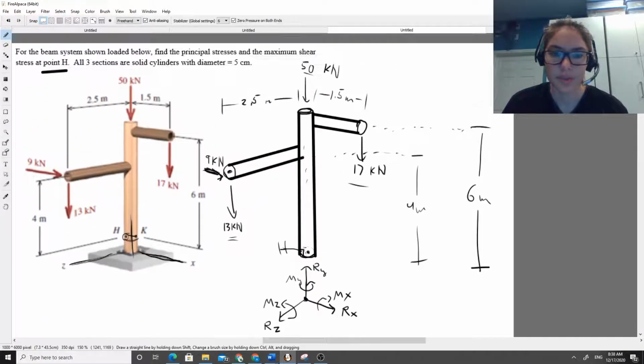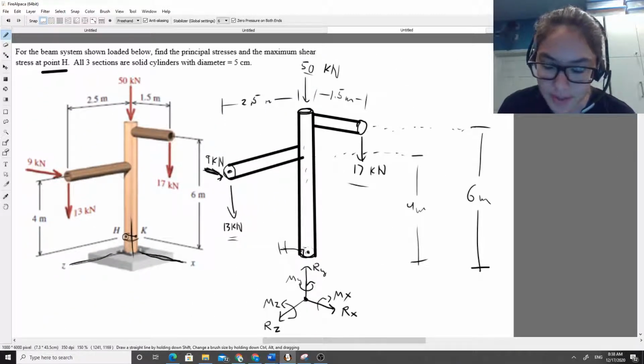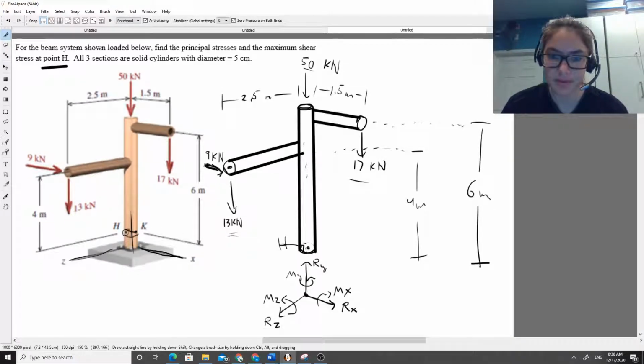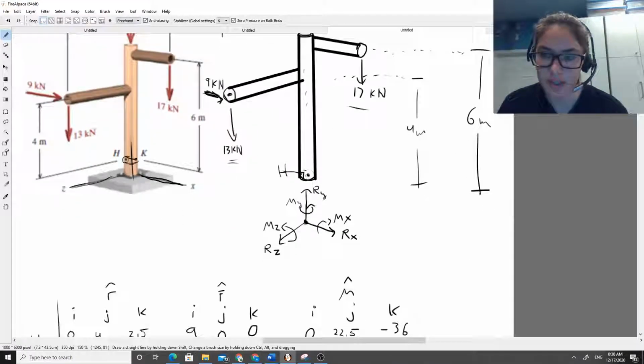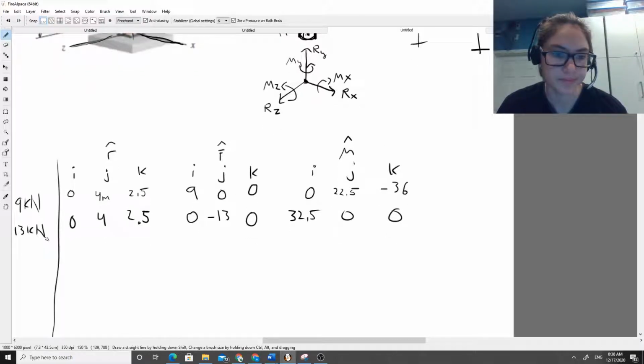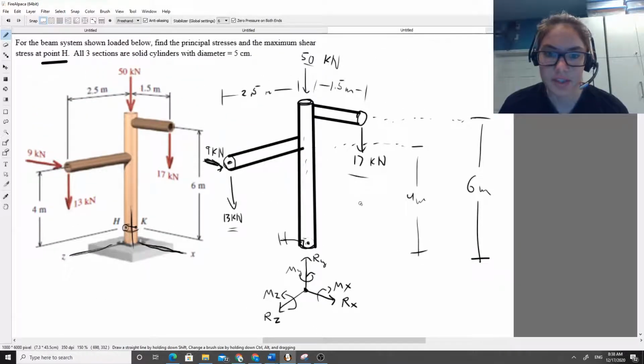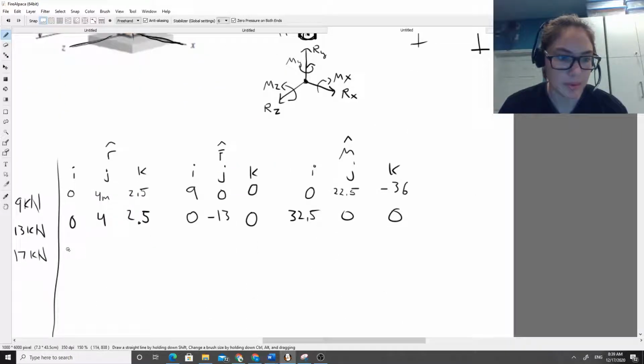So that's 2 forces out of our 4 forces down, so halfway done. Let's do our 17 kilonewton force now. For our 17 kilonewton force, our position vector is what? Well, it's going to be 6 meters up in the positive j direction and 1.5 meters in the positive x direction. So that's going to be 1.5, this is going to be 6, and this is going to be 0.